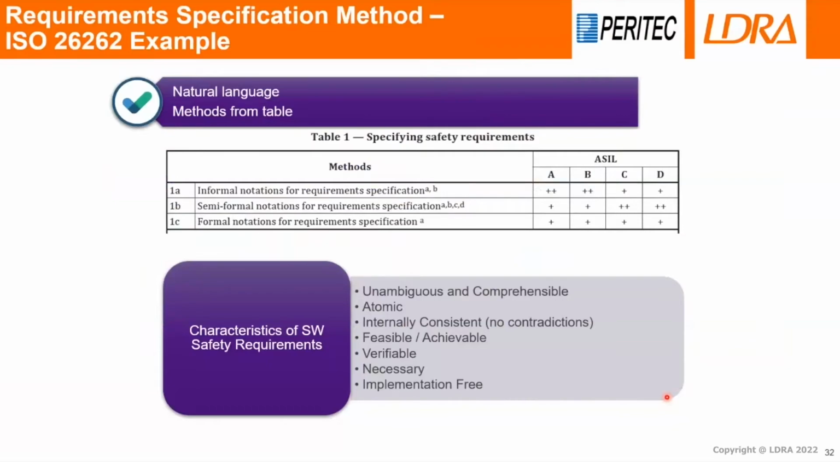So here you can see an example of an ISO 26262 requirement specification. The process standard talks about specifying the requirements in natural language or by using semi-formal notations. Basically, you can write it in simple English using a Word document, or you can write it in a requirement management tool. But in either way, the characteristics of the software safety requirements need to be adhered to. The requirement has to be atomic in nature. It has to be internally consistent. It has to be feasible to achieve. It should be verifiable. Necessary information should be there. It has to be unambiguous, and it has to be implementation free.